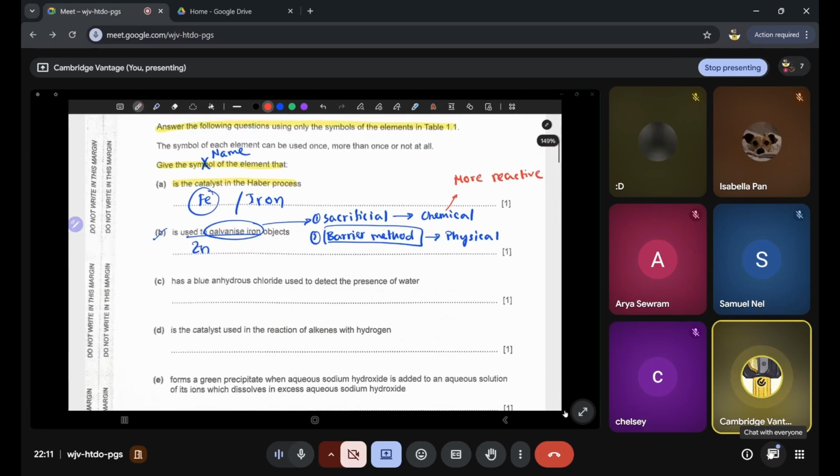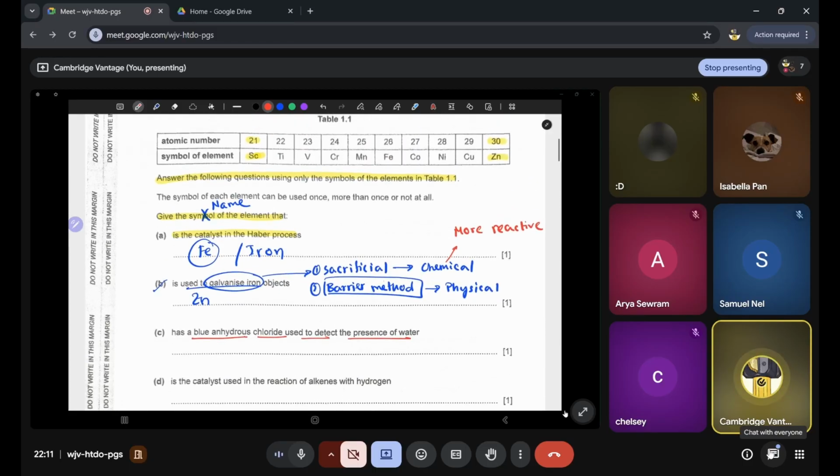All right, let's look at the next question. A blue anhydrous chloride used to detect the presence of water, what should this be?